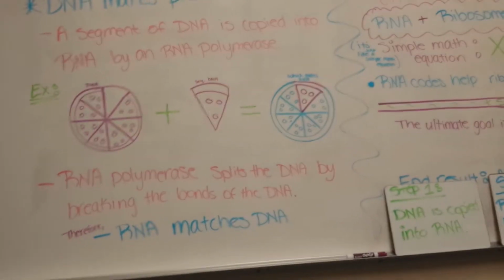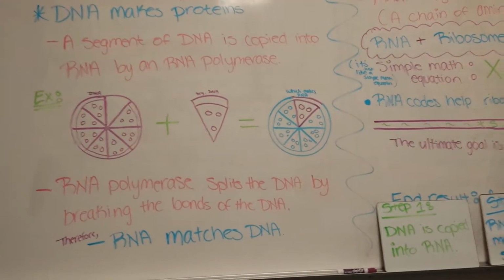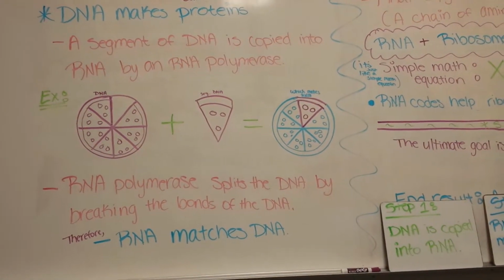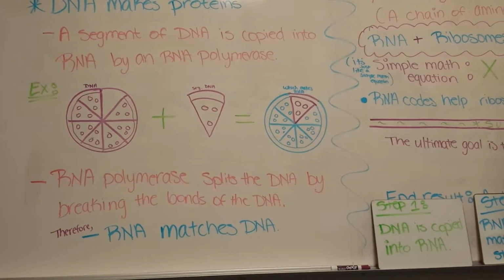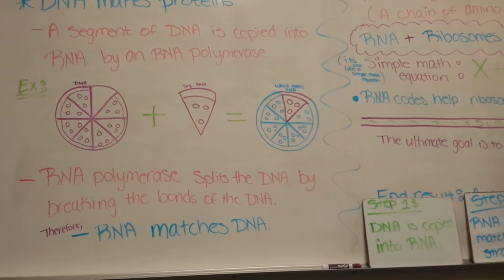The pizza has the same toppings, flavor, condiments. It still has sausage. It's the same exact thing. As you see in there, the segment of the DNA is in purple, which is in the blue pizza, which is RNA.